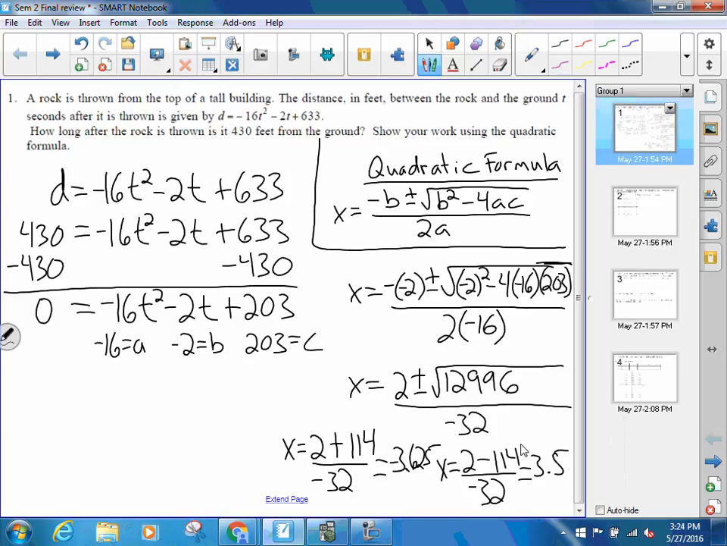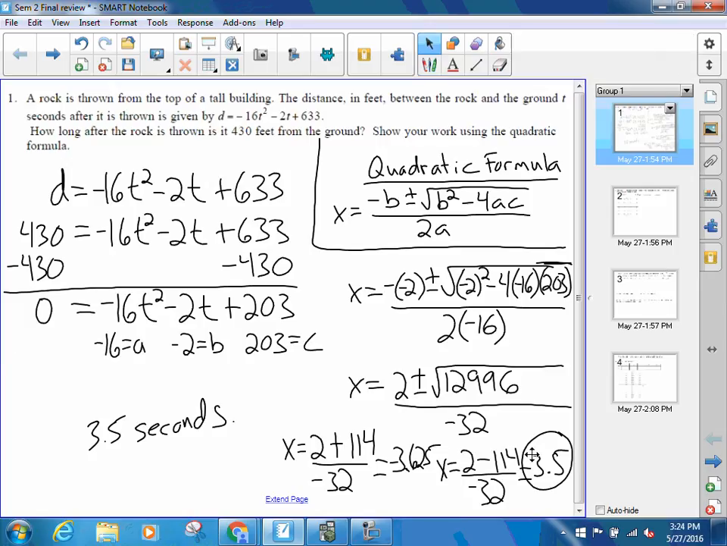Now, in the context of this problem, only one of these answers makes sense because you want to know how long after is the rock going to be 430 feet from the ground. Well, you can't have negative time, so the only answer that makes sense is the 3.5. So your answer to this problem would be 3.5 seconds. Okay, so there you go. That's solving number 1.